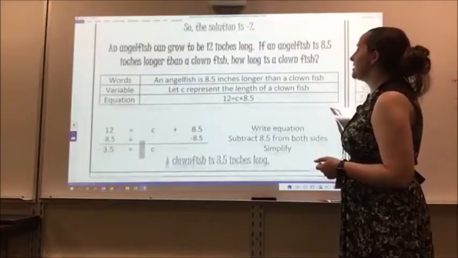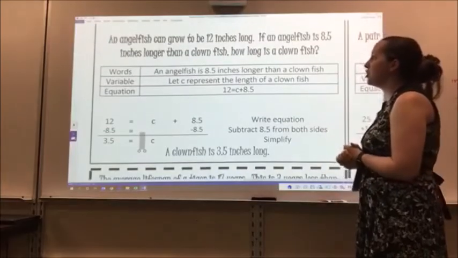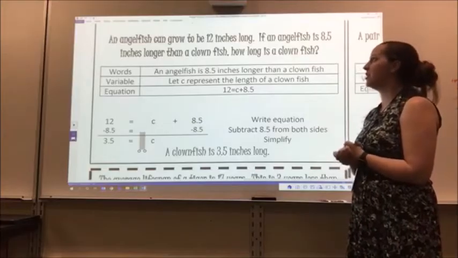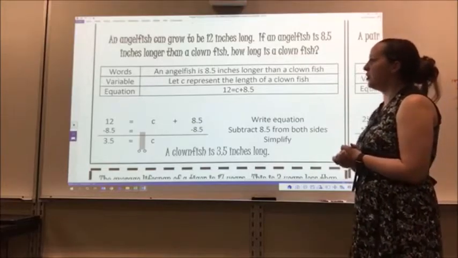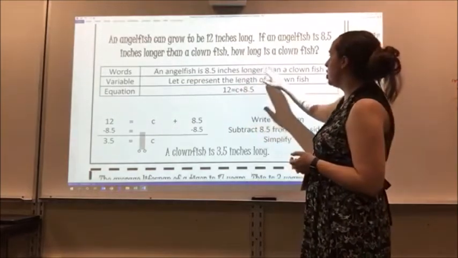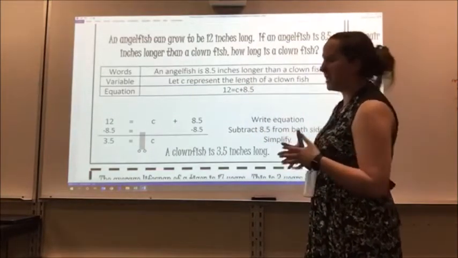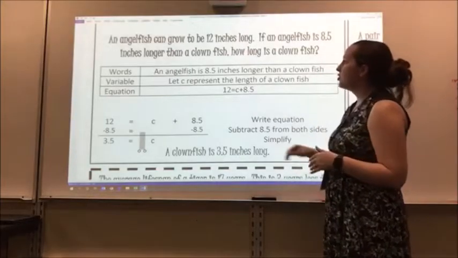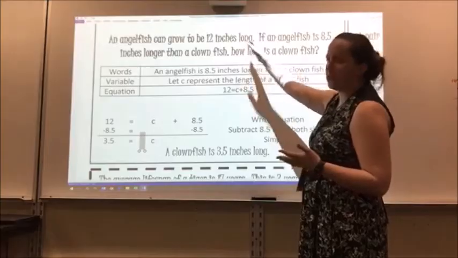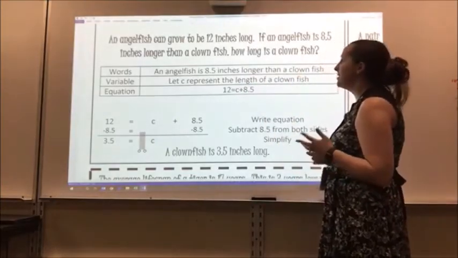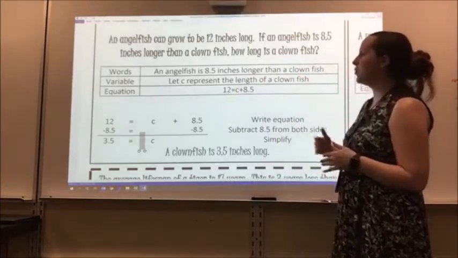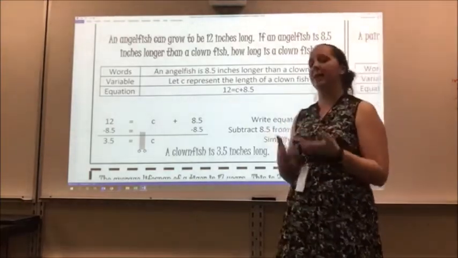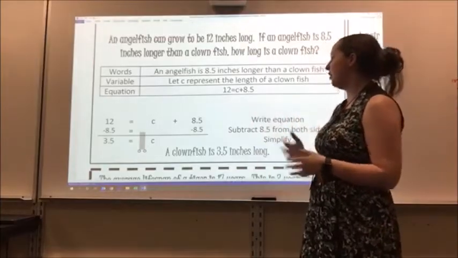The second one says an angelfish can grow to be 12 inches long. If an angelfish is 8.5 inches longer than a clownfish, how long is the clownfish? So the angelfish is 8.5 inches longer than the clownfish. I want to let C represent the clownfish. So 12 inches long is the angelfish, equals C plus 8.5, because the angelfish is 8.5 inches longer than the clownfish.